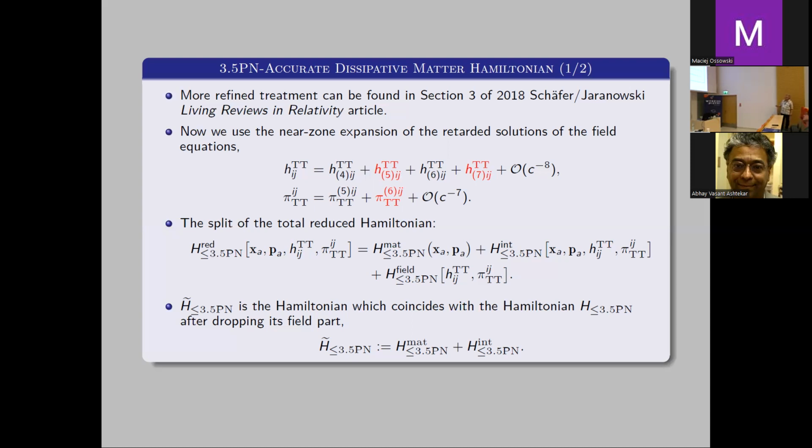Then we just drop the field part of the Hamiltonian. So we use some new Hamiltonian H tilde, which contains only the matter and interaction parts. Because, you know, if we have the full Hamiltonian, then it is conserved. But we expect that there is some flow of energy between the matter and the gravitational radiation. So we are making such a trick that after dropping the field part, we have only the matter part and interaction part. So we expect that in this we should somehow observe this flow.